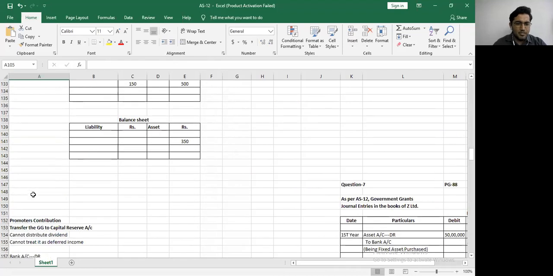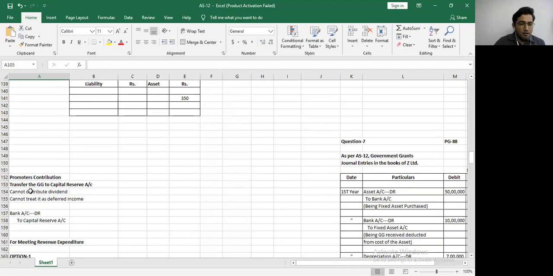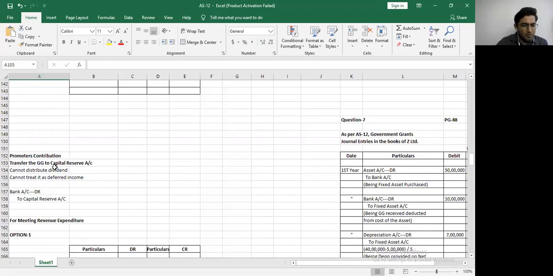After that, we studied government grant in the nature of promoter's contribution. You will transfer the government grant to capital reserve account. This cannot be distributed as dividend, and you cannot even treat it as deferred income. So the journal entry again will be bank account debit to capital reserve account.